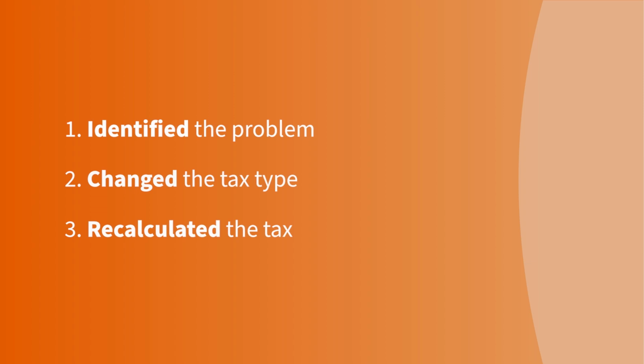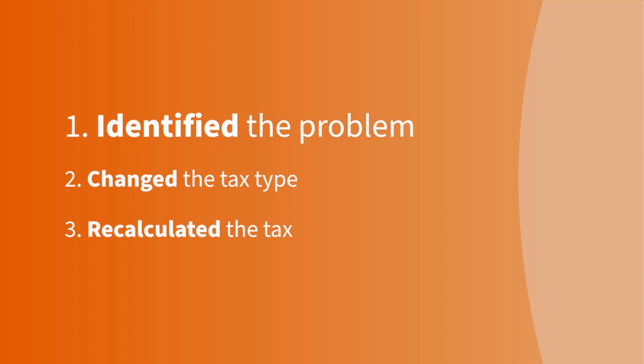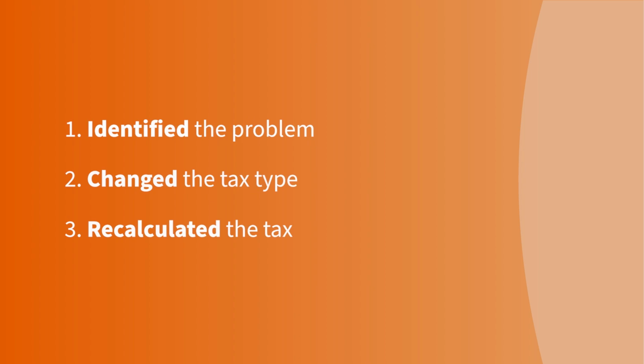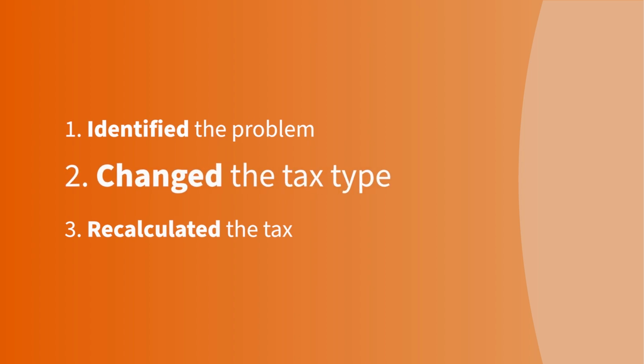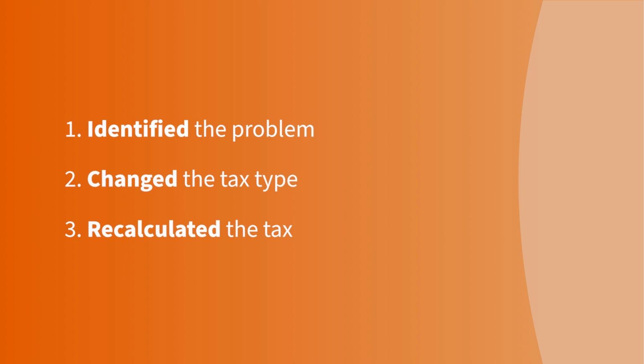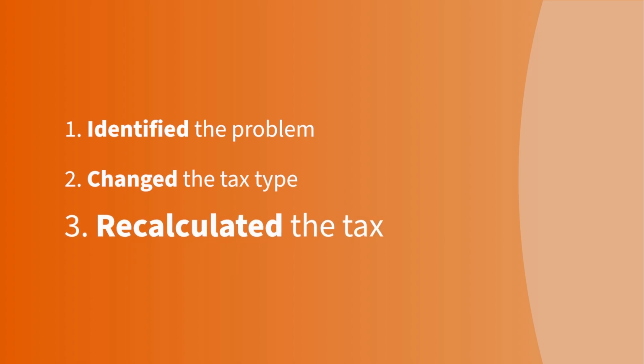Let's review. You identified a problem by noticing an unexpected tax amount. You changed the tax type for Illinois under Where You Collect. Then you recalculated tax on the affected transactions.